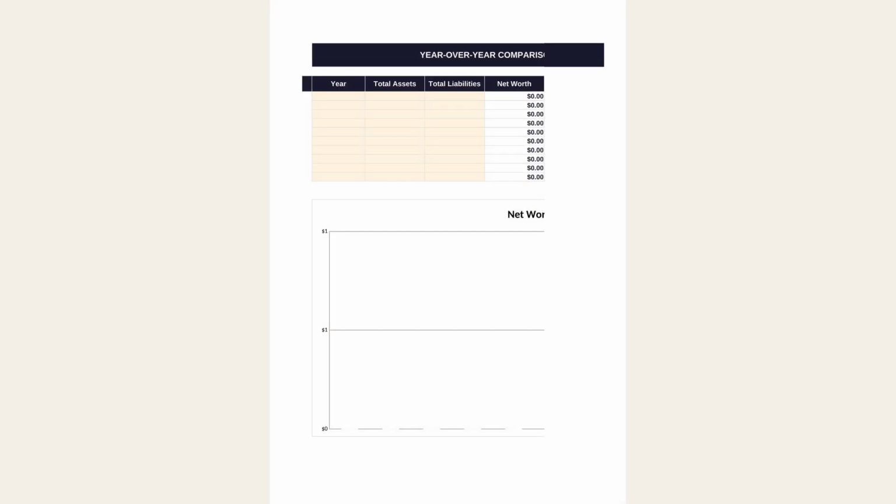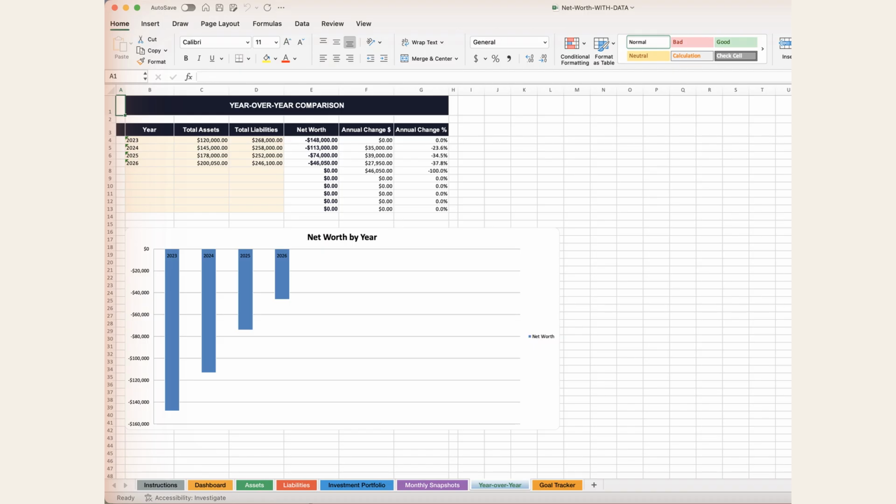The year-over-year tab zooms out even further. It shows your net worth at the end of each year so you can see the big picture. Year 1 grew by $12,000, year 2, $19,000, year 3, $28,000. It keeps you focused on the long game instead of stressing about one bad month.